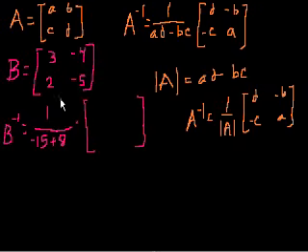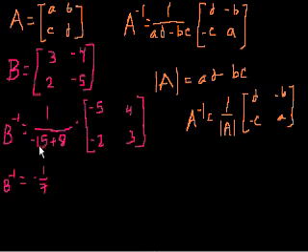And we're going to multiply that times what? Well, we switch these two terms, so it's minus 5 and 3, and we just make these two terms negative. Minus 2 and 4, right? Minus 4 becomes 4. And let's see if we can simplify this a little bit. So B inverse is equal to, minus 15 plus 8, that's minus 7, so this is minus 1/7. The determinant of B is equal to minus 7.